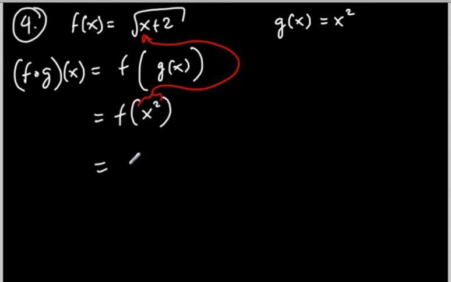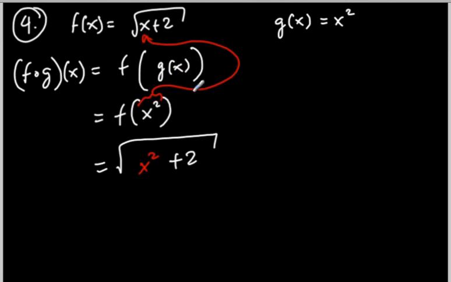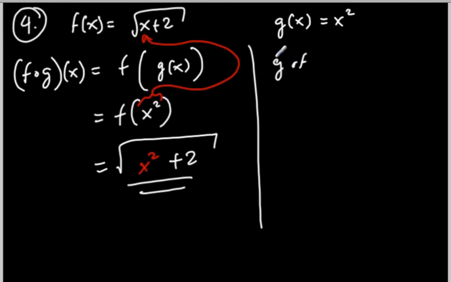So this square root stays, right? And that plus 2 stays as well, but instead of x, we're going to replace it with x squared. So x squared. And really, this cannot be simplified any further, so we're done over here. Let's do the opposite. G of f of x.